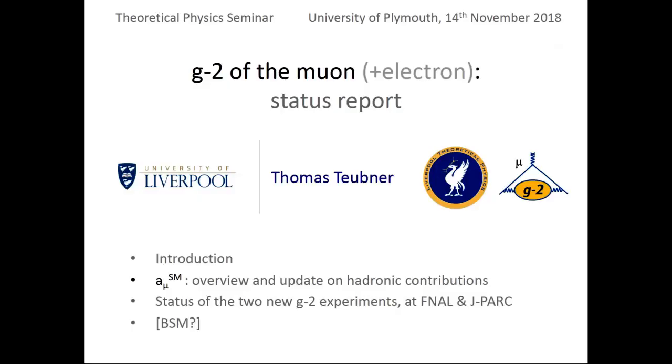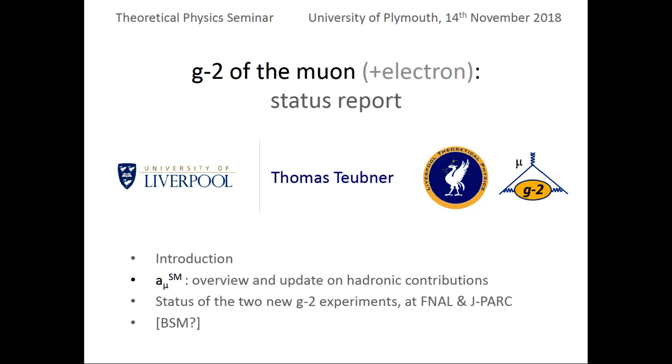With an introduction, and then basically most of the talk will be an overview of the standard model prediction of g-2, where I will give you an update on the hadronic contributions, because that's my expertise. And there, the hadronic vacuum polarization contributions. I will say a few words about light-by-light, but that would be really a separate talk. Can't do justice to this.